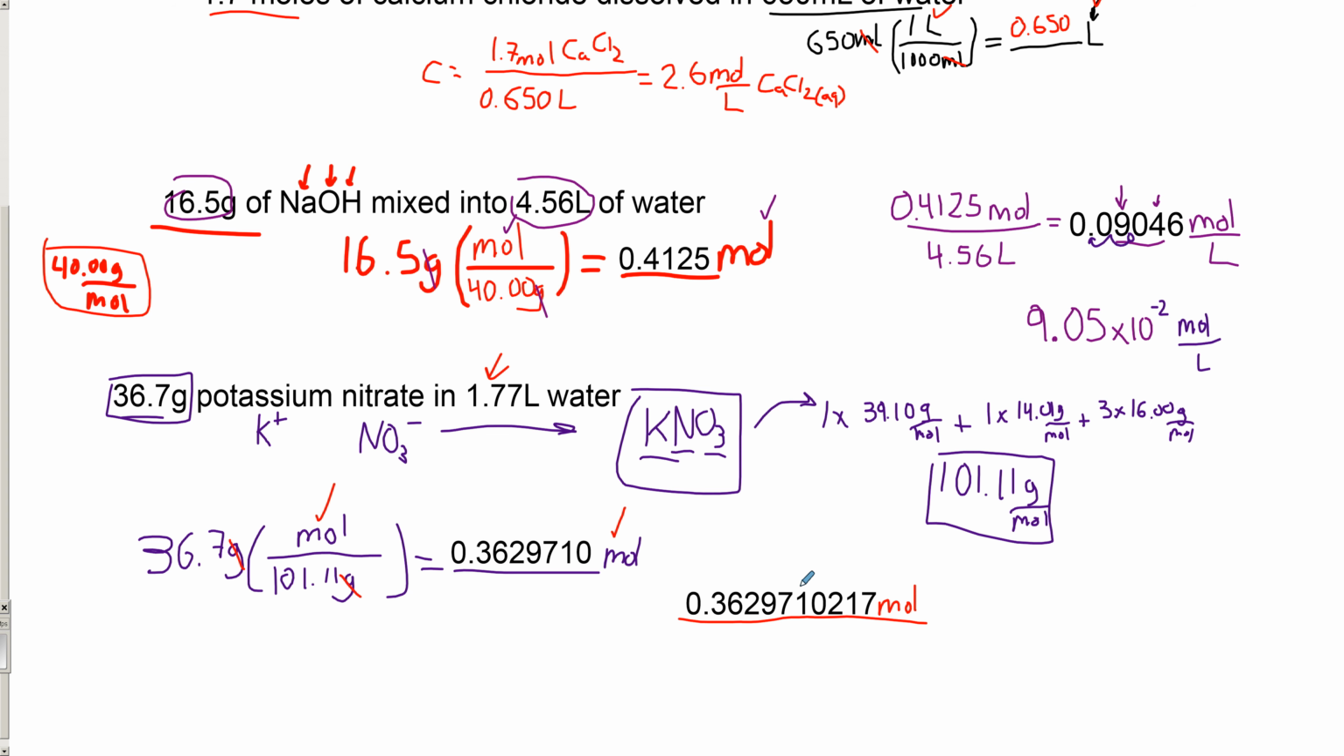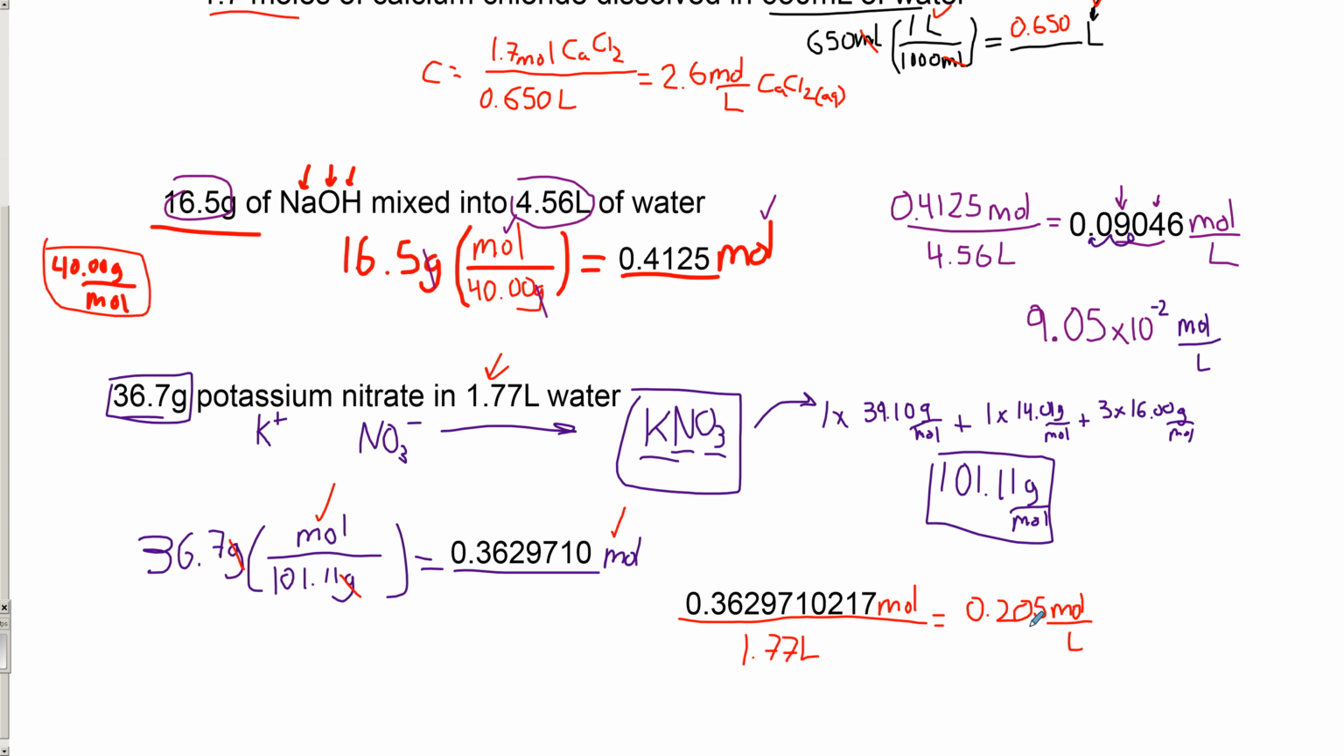And then we have 1.77 liters. So I'll divide that by 1.77 liters, and we get 0.205. So 0.205, and that's in moles per liter. And we don't save any space or time by writing this in scientific notation, so we're not going to do that.